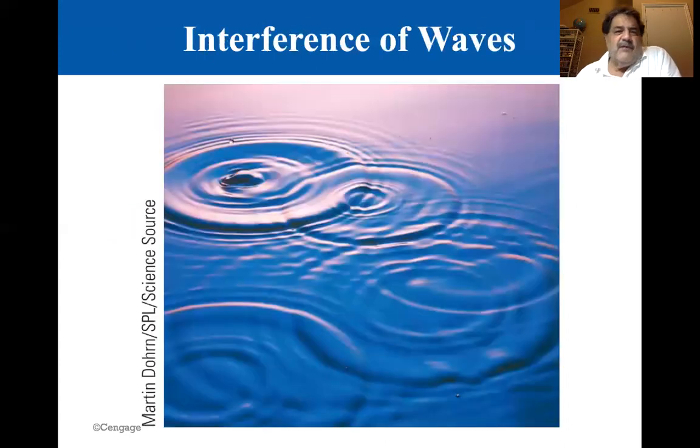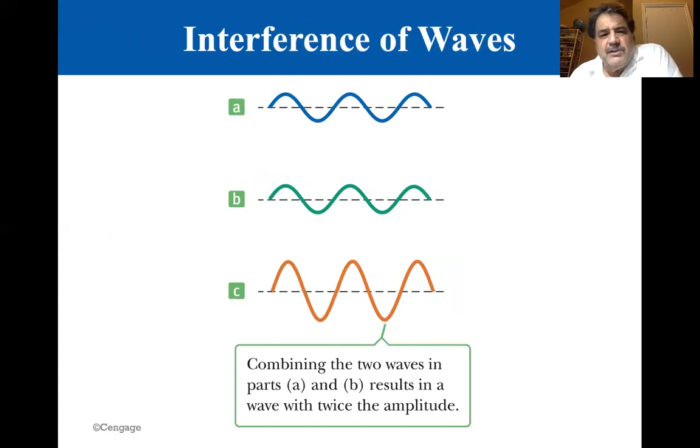Okay, let's go to interference of waves, and you can see here there's different waves, maybe coming from rain drops or some such, and you can see that they cross over one another and they interfere with one another. So here's two. If you look at A and B, they are both at the same frequency, at the same phase angle, so that they add. Combining the two waves in parts A and B results in a wave with twice the amplitude. So they just add. It's a superposition of the waves, and they become a larger wave.